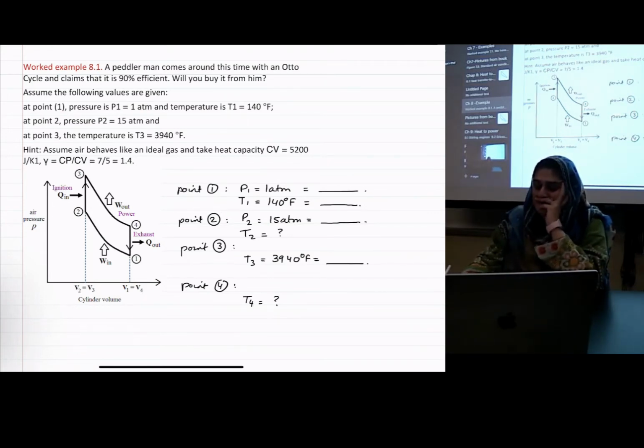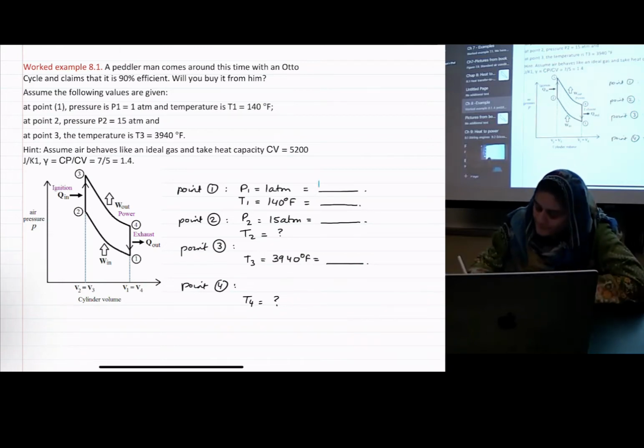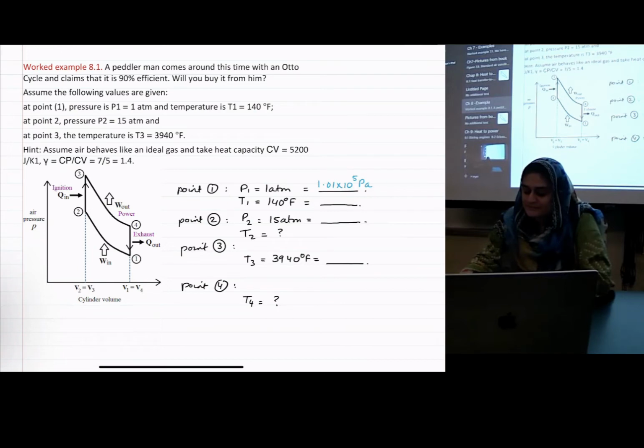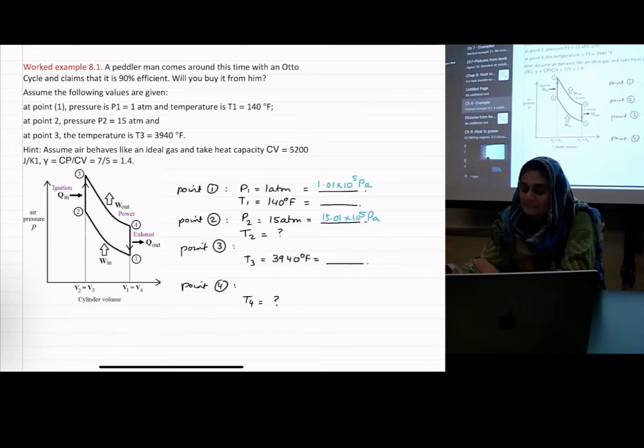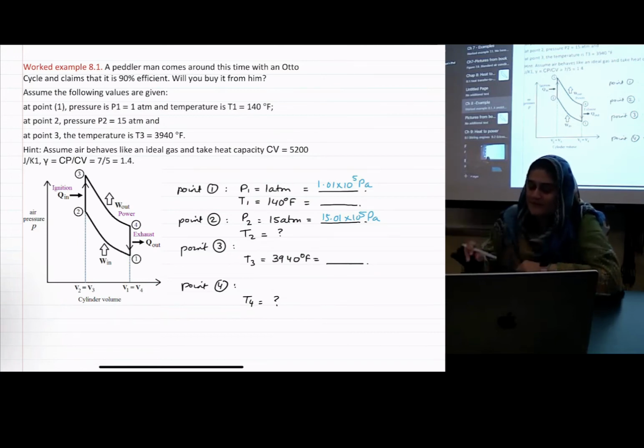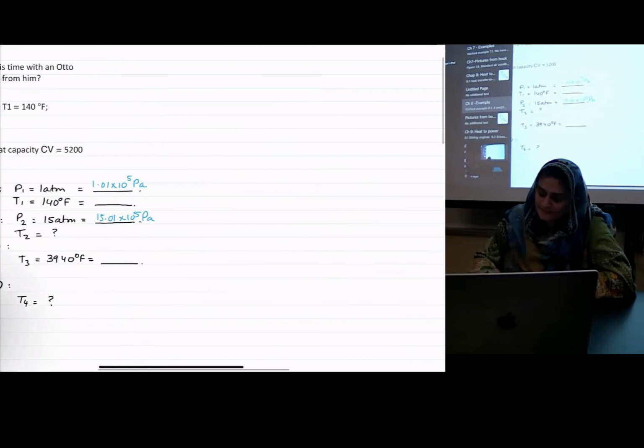What is 1 atm? 101 times what? Okay, well, that's good. What is 15 atm? There's a problem. T1 isn't given in Fahrenheit. We need it in what? Kelvin. Excellent. How do I convert Fahrenheit to Kelvin? Convert to Celsius and then Kelvin.